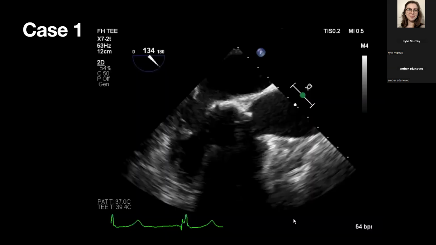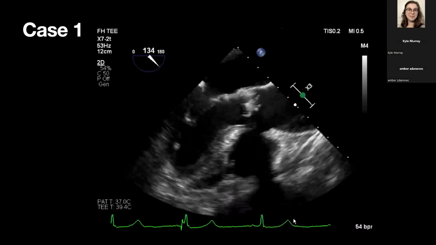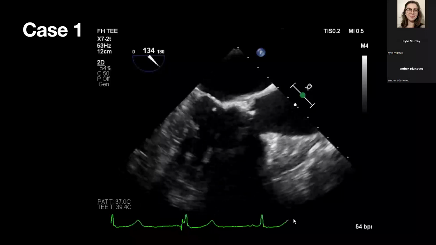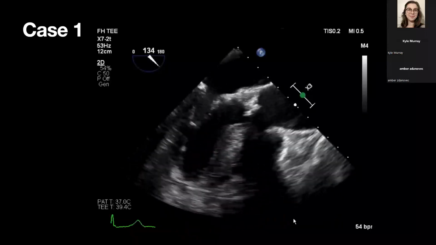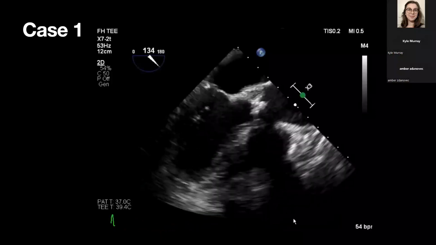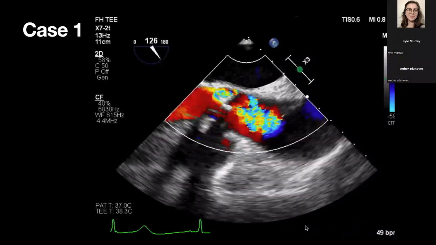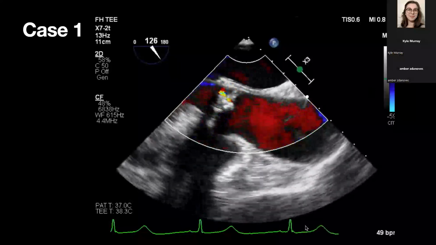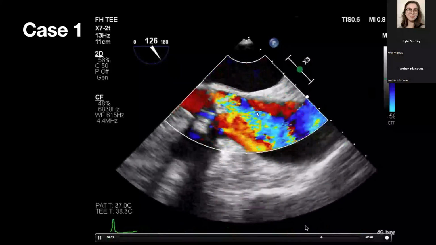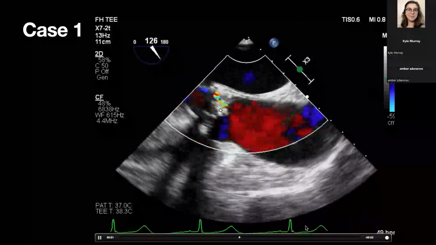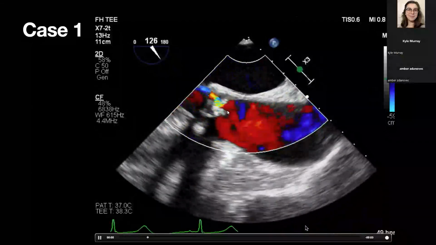So, all right. A couple cases here, and then we'll get into AI before I run out of time. All right, so obviously this looks bad. You throw color on it, and anytime you see a lot of turbulence past the valve, that keys you in that there's probably some stenosis in the valve. So all this turbulent flow.